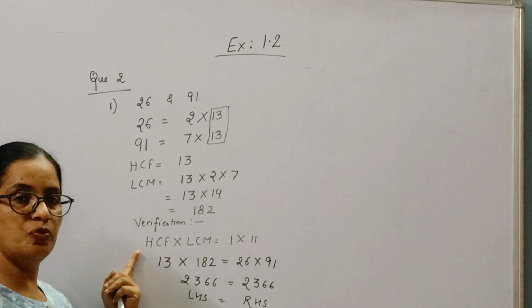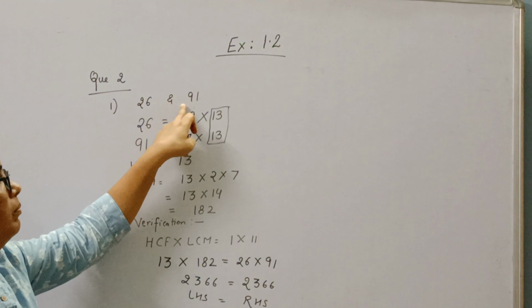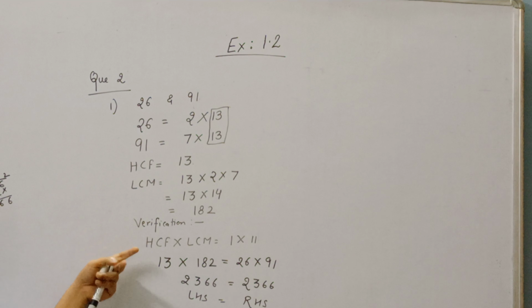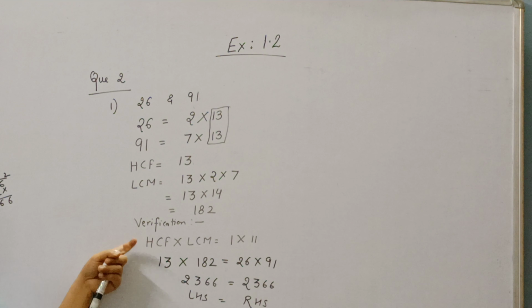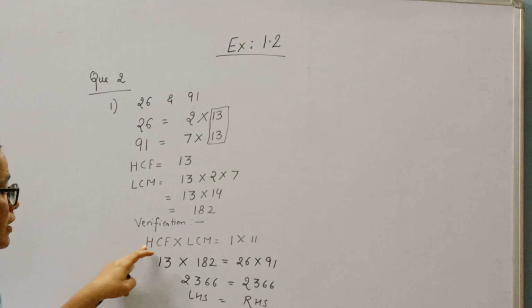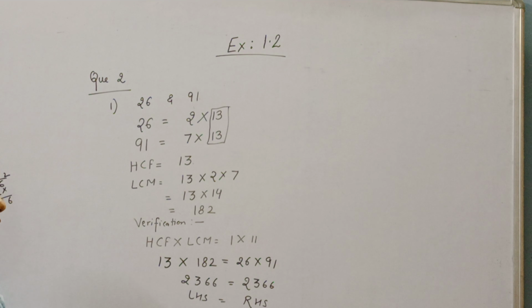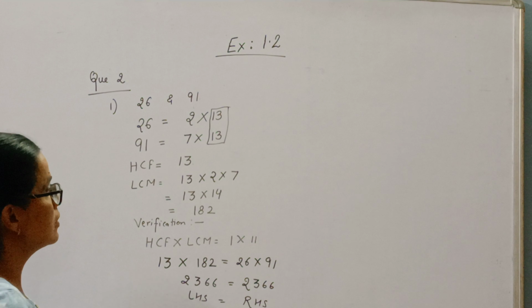And one more thing to know. This verification is valid only for two numbers. If you are finding the HCF and LCM of two numbers, then only this verification is done. This is not valid for more than two numbers. This verification is done only for two numbers.